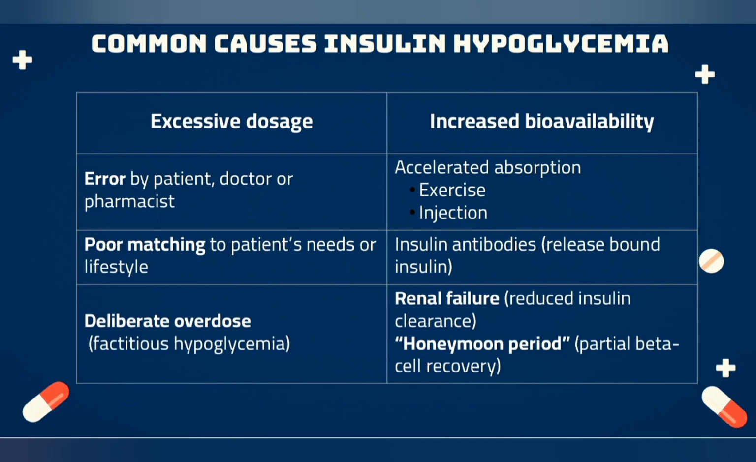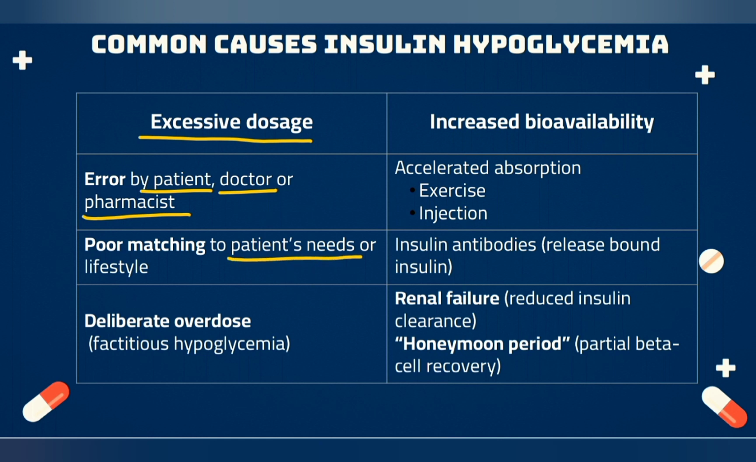Among these common causes of insulin hypoglycemia, there is the excessive dose of insulin, and this error may be by the patient, by the doctor, or by the pharmacist. There can also be a mismatch or poor matching between the patient's need for insulin, or when the doses of insulin do not match the lifestyle of the patient. The third condition is when there is a deliberate overdose of insulin, which is known as factitious hypoglycemia.